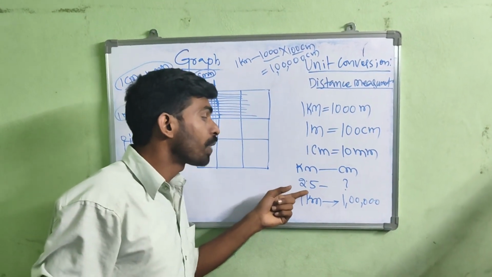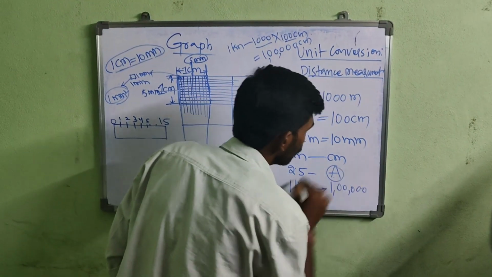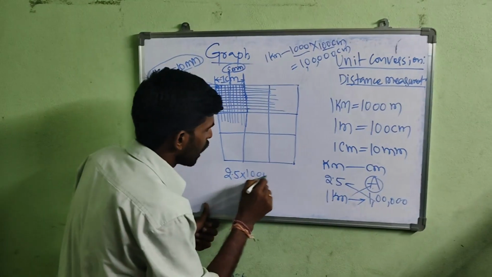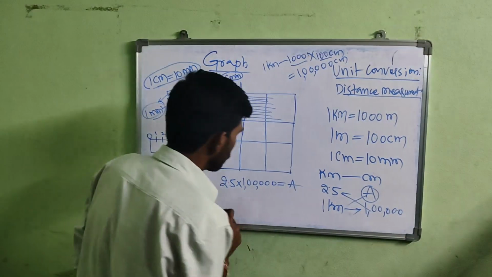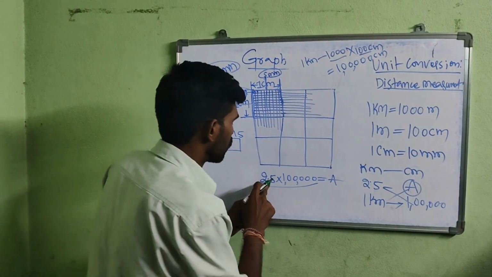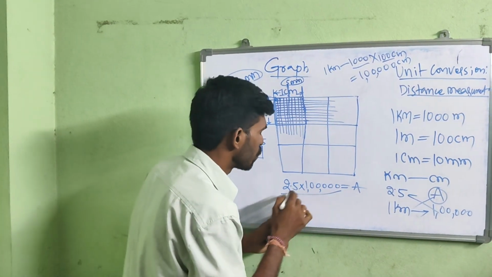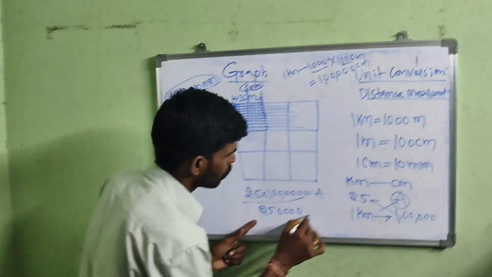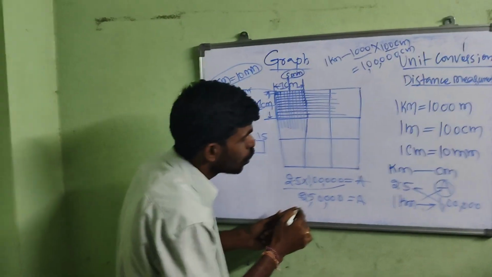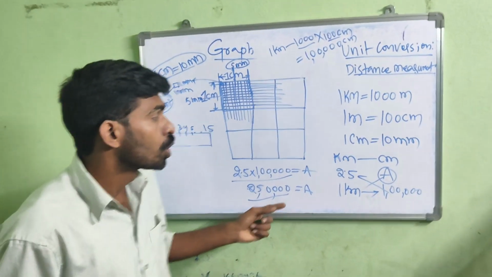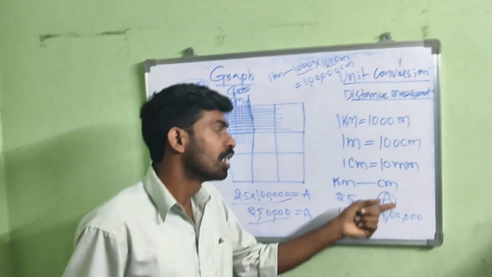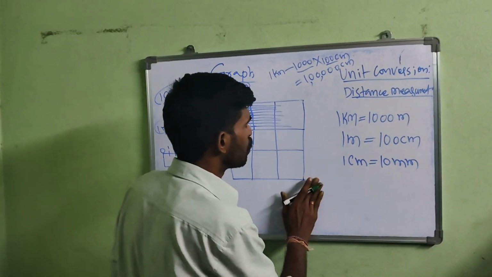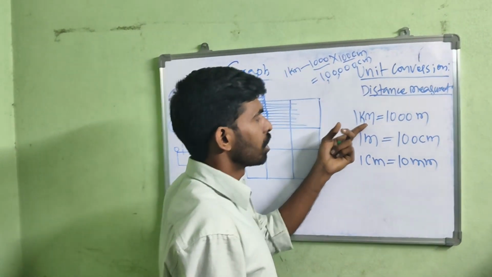Then what is it for 2.5 kilometers? Consider the unknown value as A. Take the cross multiplication: 2.5 into 1 lakh equals 1 into A, which is nothing but A. If we take the 2.5 to the right side, one zero will cut, so 25 into 4 zeros is A. That means 2,50,000 centimeters. 2.5 kilometers is nothing but 2,50,000 centimeters.